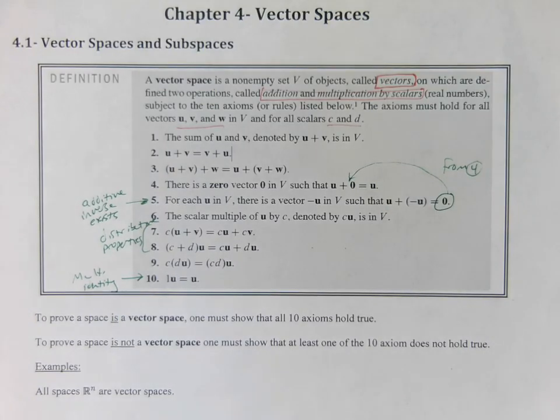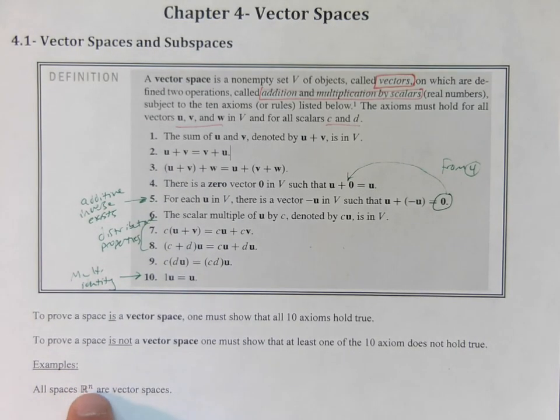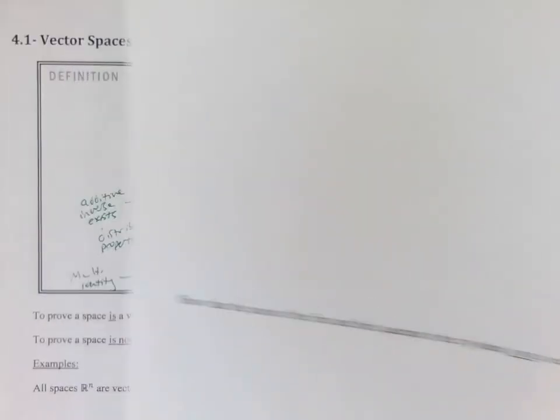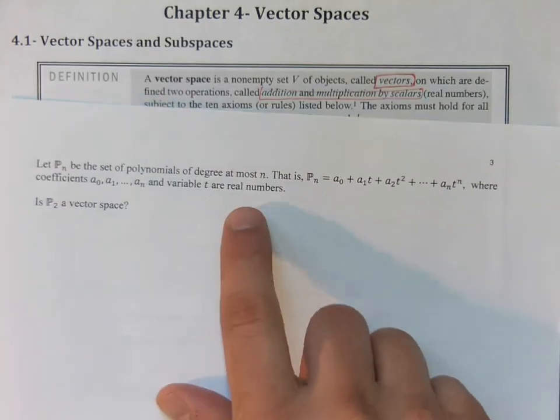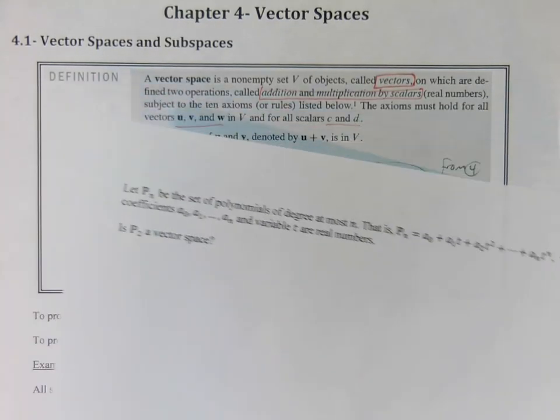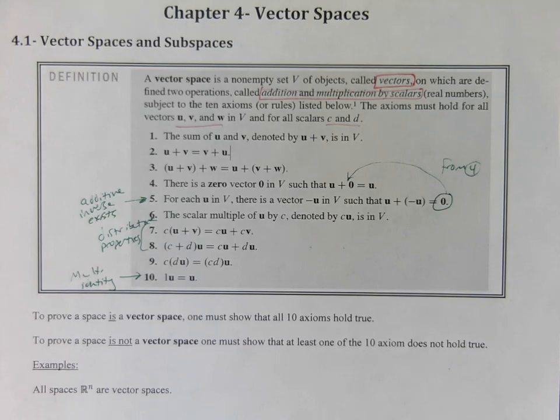I'm going to go through Rn and show that Rn is a vector space for a specific n, and we'll show an example of one that's not a vector space on the next page, and then, as I mentioned, we will look at an abstract vector space, this set of polynomials, on the third page here.